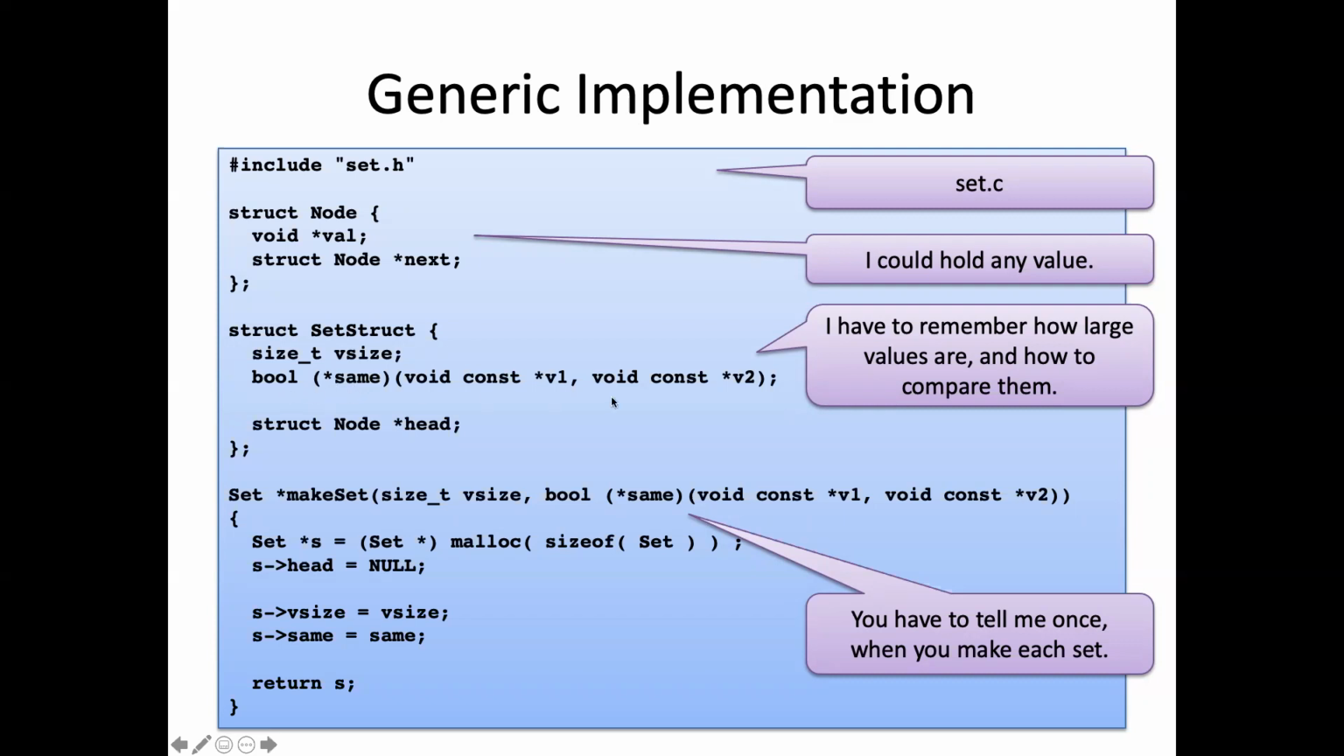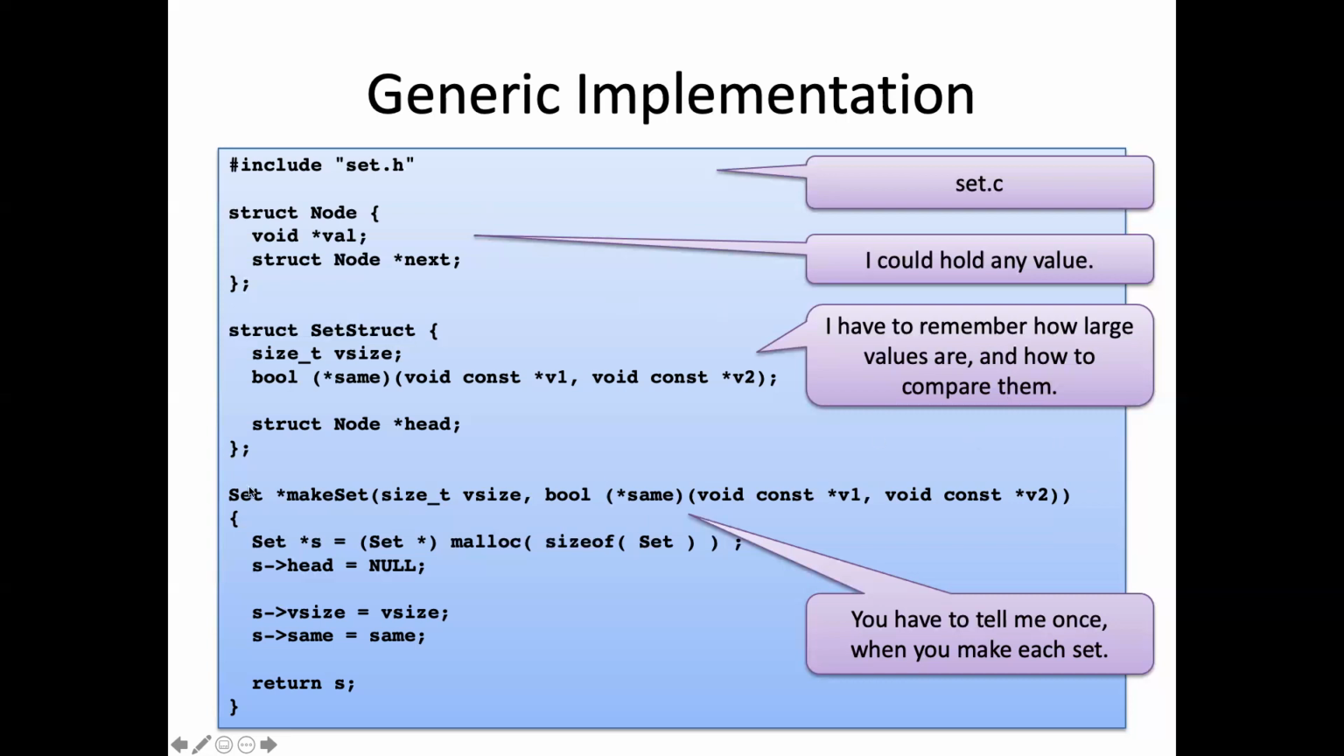You know, the syntax here looks a little ugly, but you're probably getting good at reading this by now. So same as a function, it's a pointer to a function where you give it 2 items in the form of void pointers, and it returns true or false, telling you if they're the same or not. When you make a set, you have to tell us these 2 things.